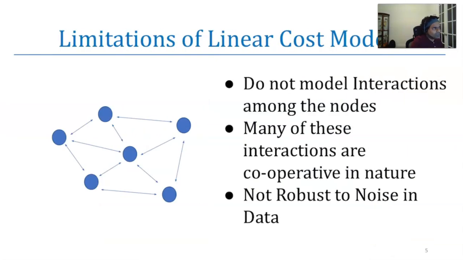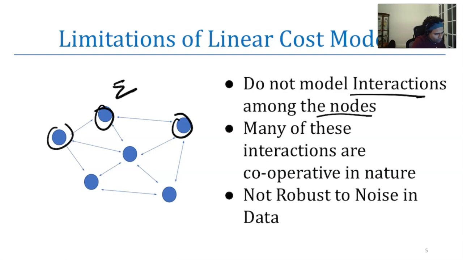But what are the limitations of linear cost models, right? Linear cost models do not model interactions amongst the nodes, right? So we have a set of nodes over here. Typically, the problem is as if you have a sum of either edges or a sum of nodes, right? So we want to first model interactions, and these interactions are cooperative in nature. Secondly, this is often not robust to noise. So we want to somehow model robustness, right? So this will be the key aspect, that we'll try to model cooperation and robustness.